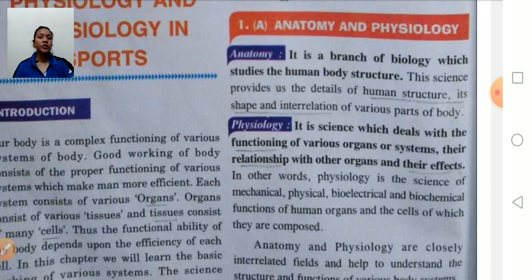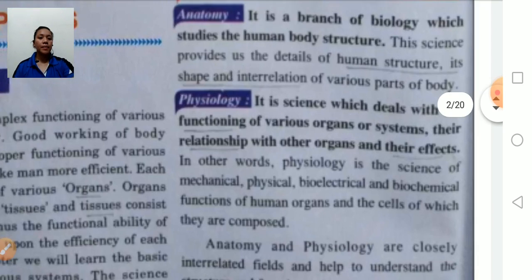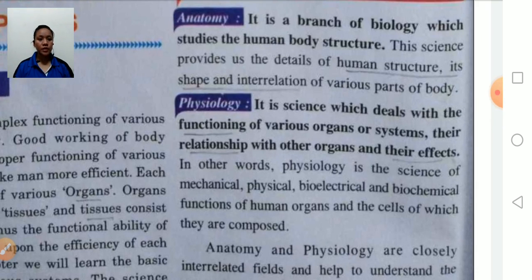Anatomy and physiology. Anatomy is a branch of biology which studies the human body structures. Okay, anatomy क्या है? It is a biology which studies the human body structures. We study about human body structure. This science, this anatomy, provides us the knowledge about human body structures, its shape and interrelation of various parts of the body.